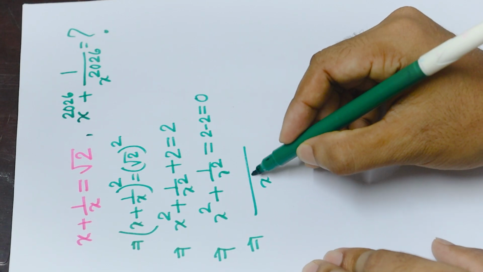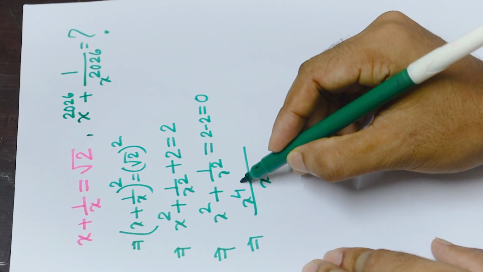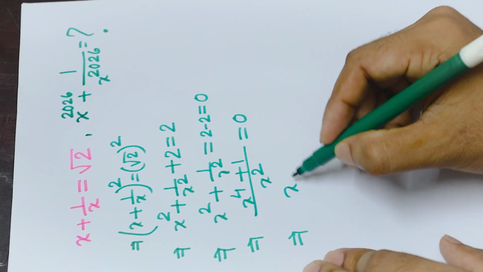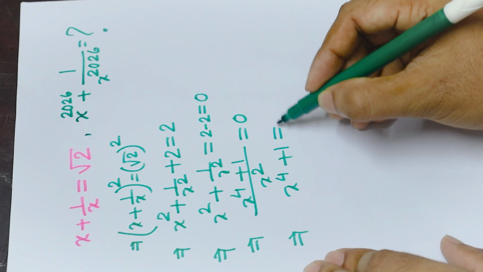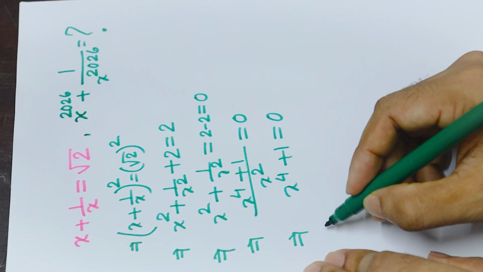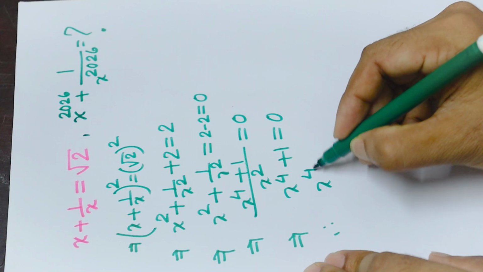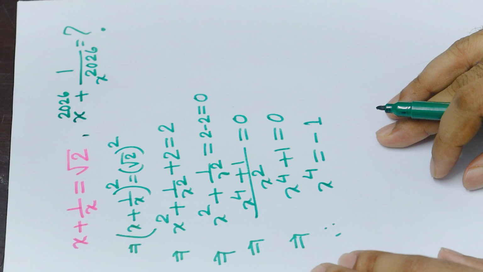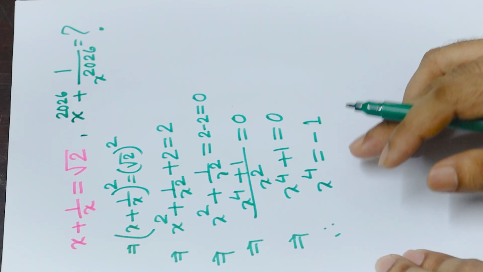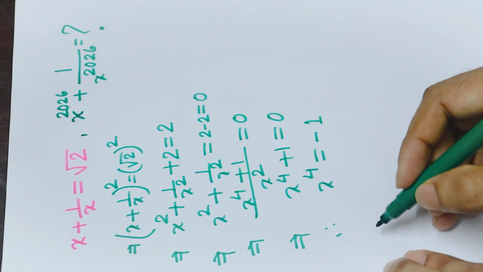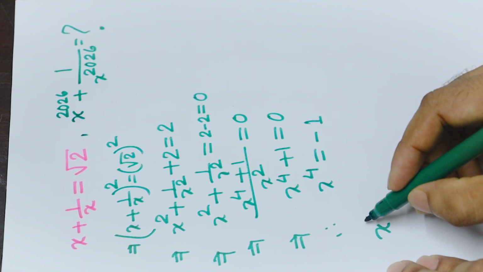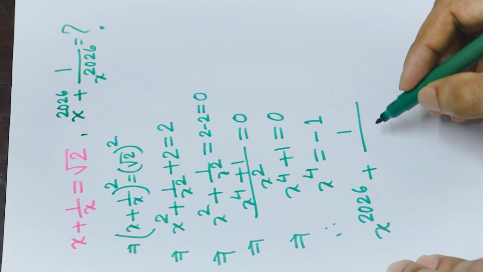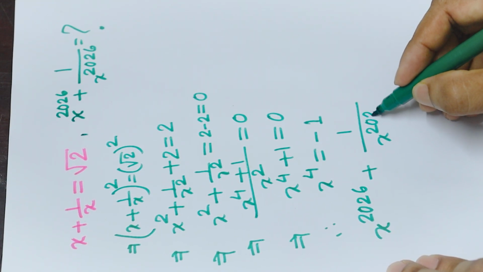Now do LCM. x squared becomes x power 4 plus 1 equals 0. Now cross multiply. x power 4 plus 1 equals 0. So x power 4 equals minus 1. Now I'm going to put this value in here: x power 2026 plus 1 over x power 2026.